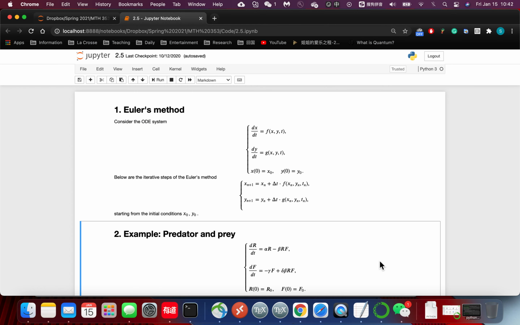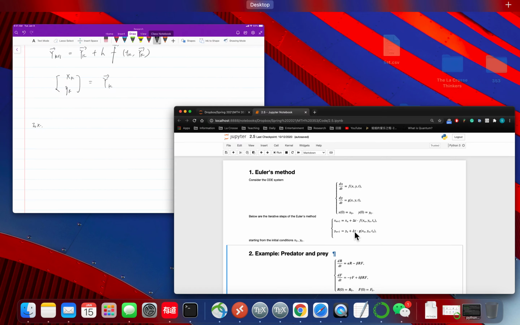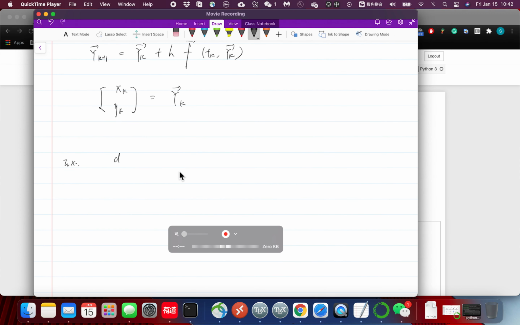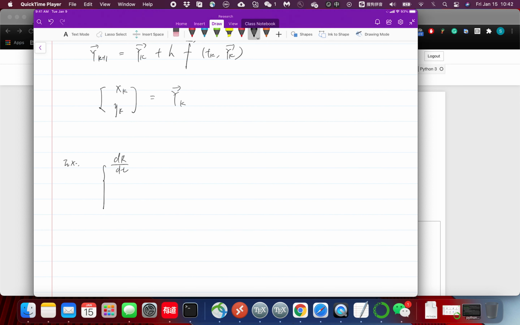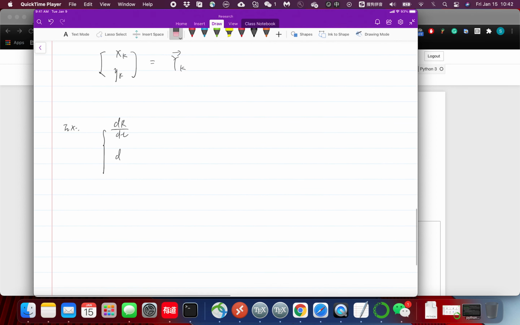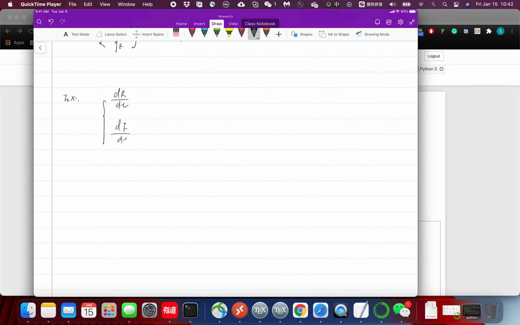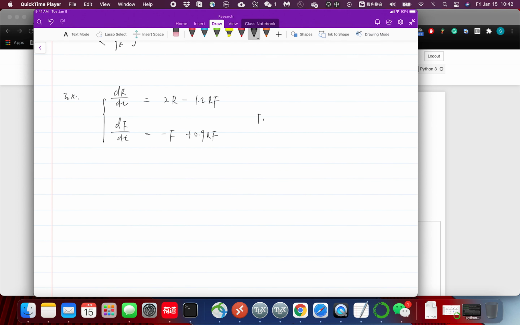All right, so now let's try an example. Let's try a very simple example where we have predator and prey. We will have dr over dt, which is r prime, and we have df over dt. dr/dt equals alpha, which we take to be 2, r minus 1.2 rf, and df/dt equals negative f plus 0.9 rf. Now we want to do this on 0 to 5. I want to use h equals 0.1, so let's use 50 points.